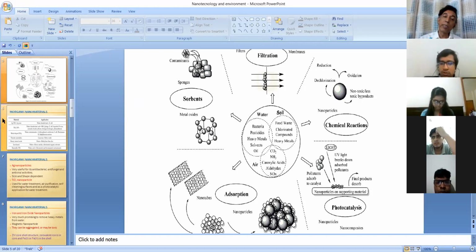So it is still in the research stage, advanced research stage, I can say. After doing some research, after examining this for some time, we can use these nanomaterials or nanoparticles in different fields to remove the pollutants and contaminants from the environment.